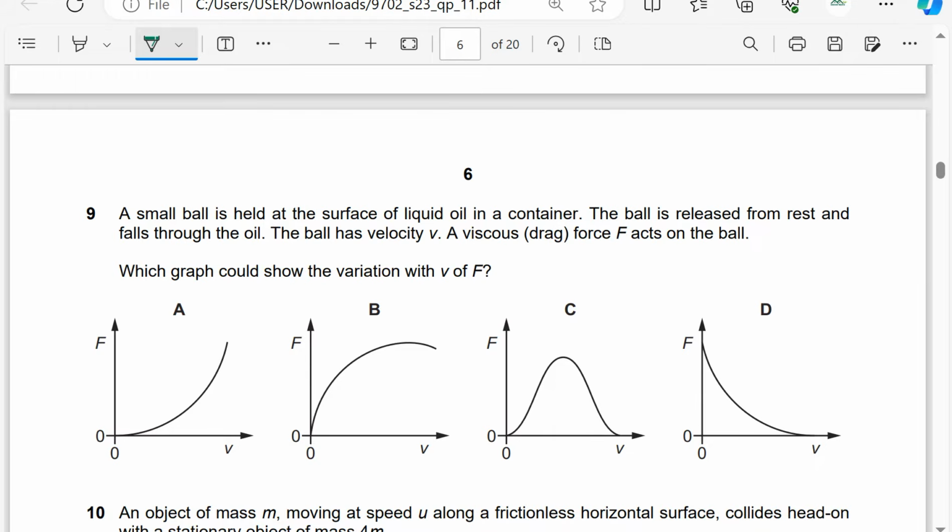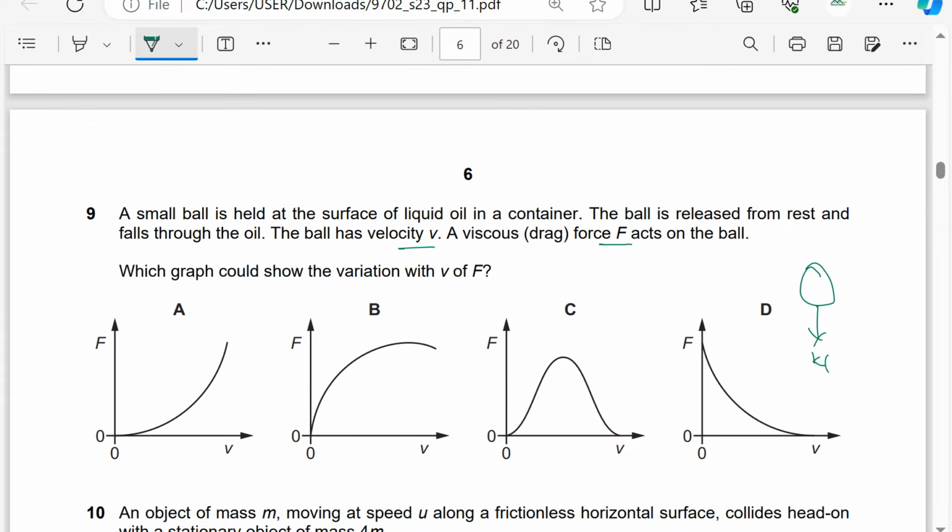A small ball is held at the surface of liquid in a container. The ball is released from rest and falls through the oil. The ball has velocity v, and a viscous drag of force F acts on the ball. Which graph could show the variation with v of F? So let's think of the ball falling in a liquid of oil.